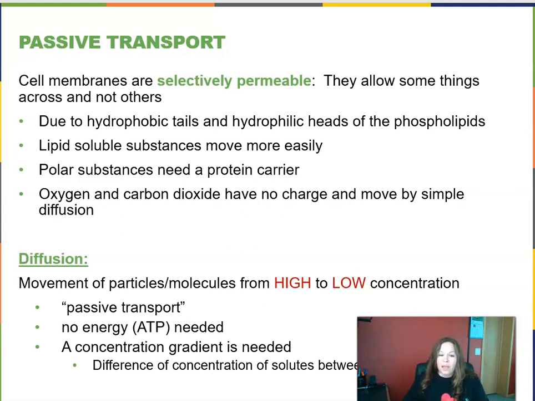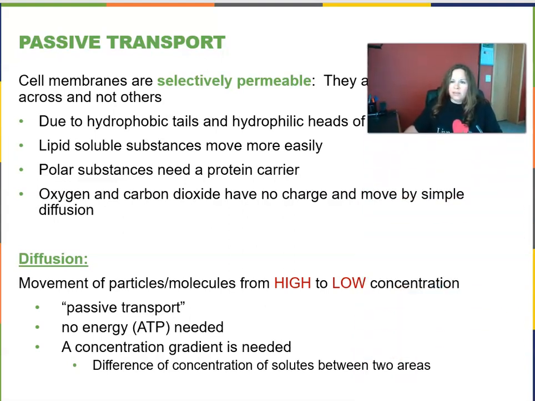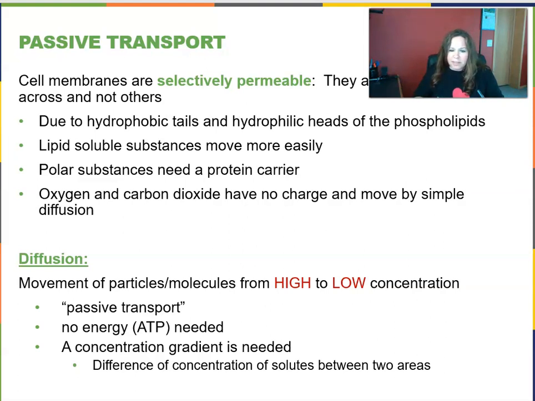Luckily, a component that we really need to be able to transfer into our cells very quickly is oxygen, and then carbon dioxide out. Those two gases don't have any charge and move by just nice simple diffusion, so that's good. We don't need any extra energy to get those substances in and out of our cells. And they move by diffusion.